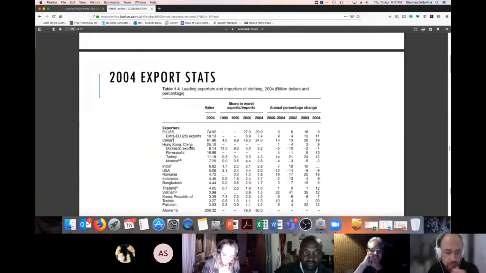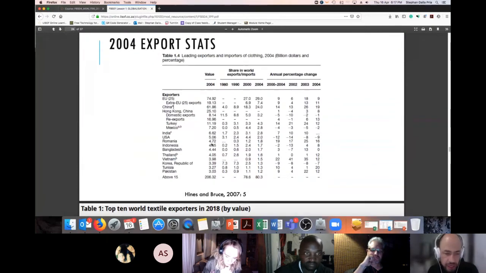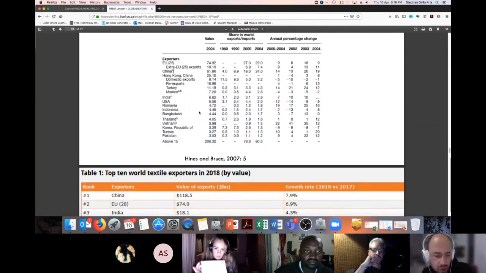So let me give you an example. This is from your textbook, okay? This is why I'm saying it's outdated, because how can you use these stats from 2007? It's outdated. Don't even use them, but they still tell a story because they're saying that the EU was a bigger exporter of clothing in 2004. Correct? Look at that. Exporters, EU, value $74.92 billion. China was second at $61.86 billion.